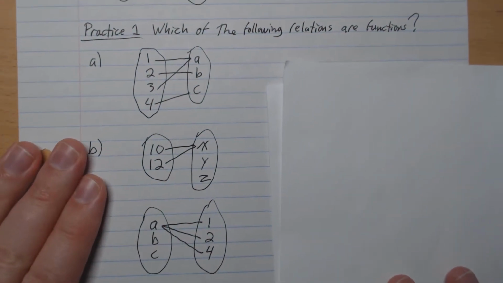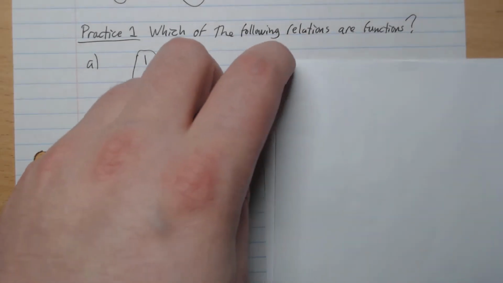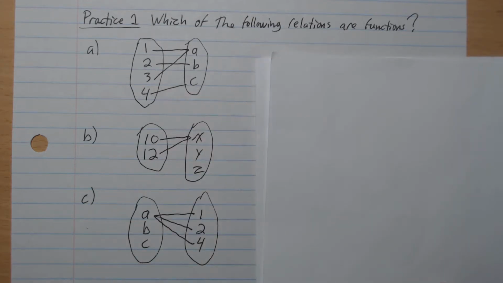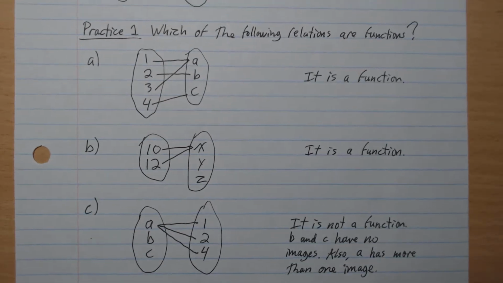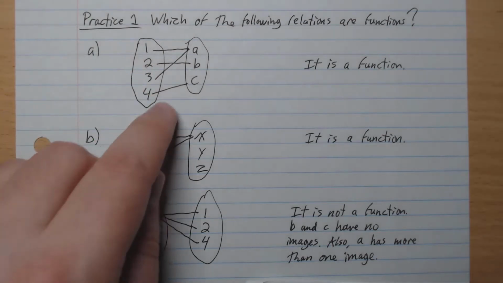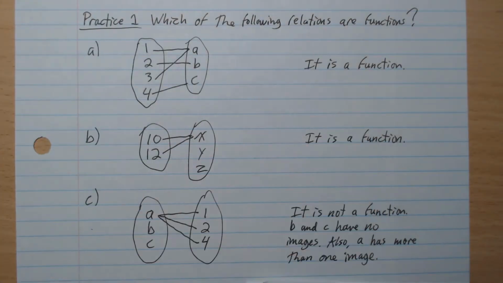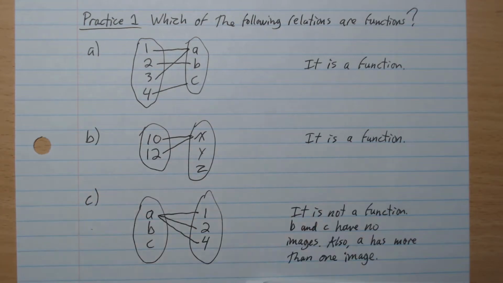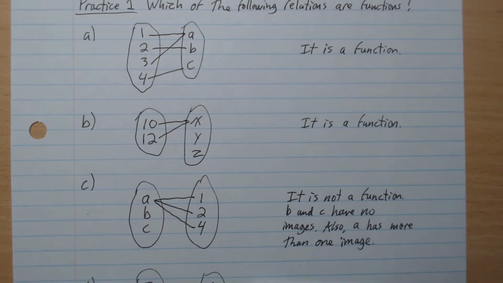Practice number 1. Which of the following relations are functions? Let's start with A, B, C here. Go ahead and pause the video and answer that. Okay, A: 1, 2, 3, 4, all of them being sent just to 1, so it is a function. B, they're all being sent to only 1, so it is a function as well. C, it is not a function. A has multiple images, and also B and C have no image. So C is not a function.